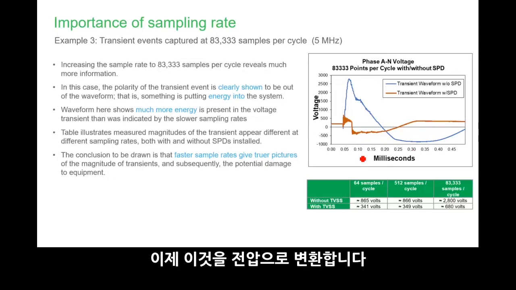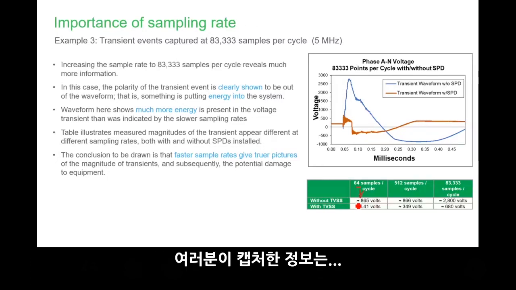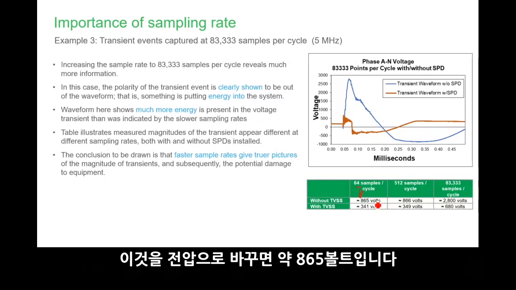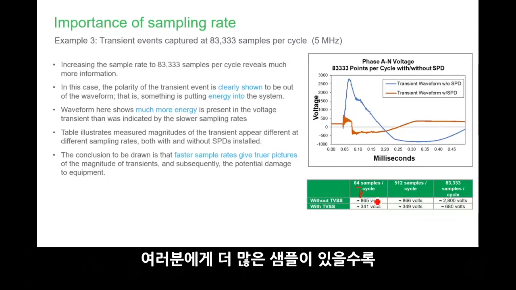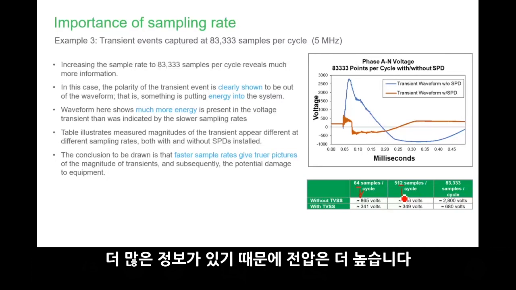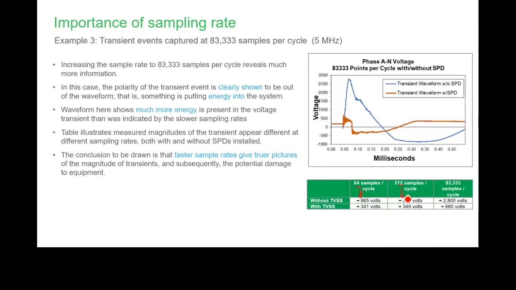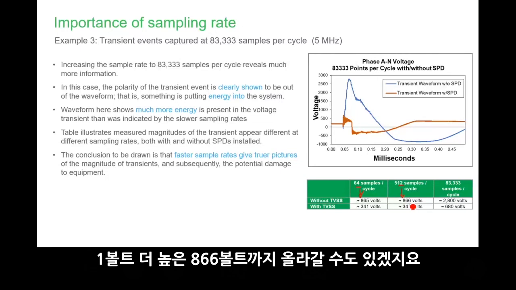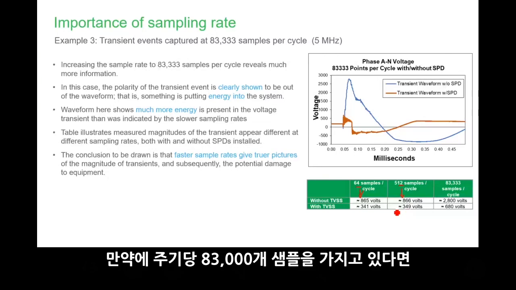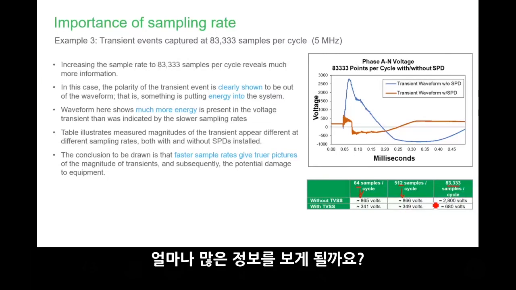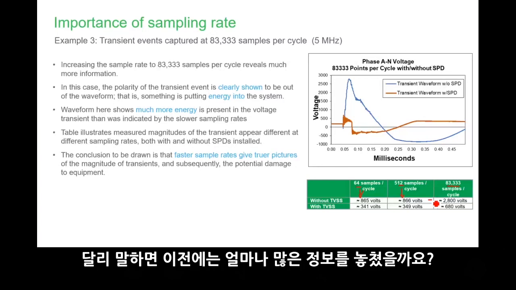Now you convert that into the voltage itself. At 64 samples per cycle, this is what you capture. The information that you capture, translated to voltage, is about 865 volts. The TVS, what you see, is your 341. So the more samples you have, the higher the voltage, because the more information that you have. You end up at 866 volts, probably 1 volt higher. And then this one is about 8 volts higher. Now, if you have 83,000 samples per cycle, how much information do you see? Or in other words, how much information have you missed out?